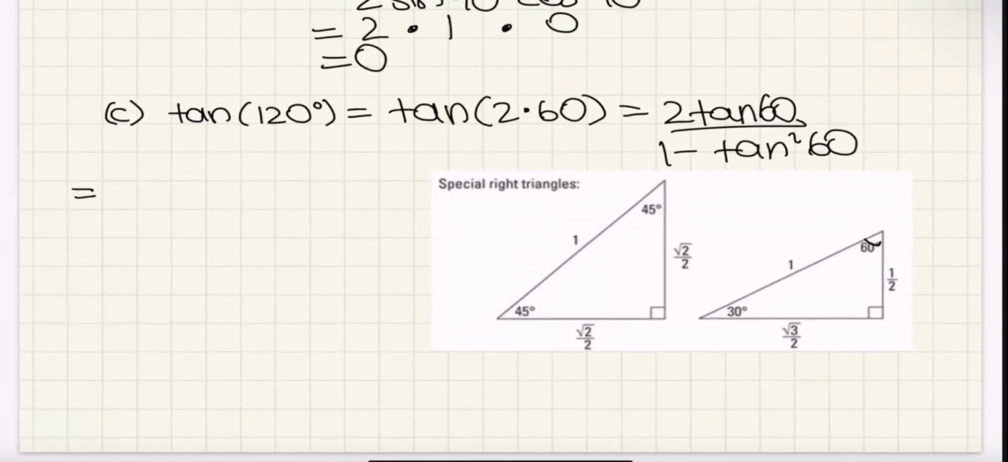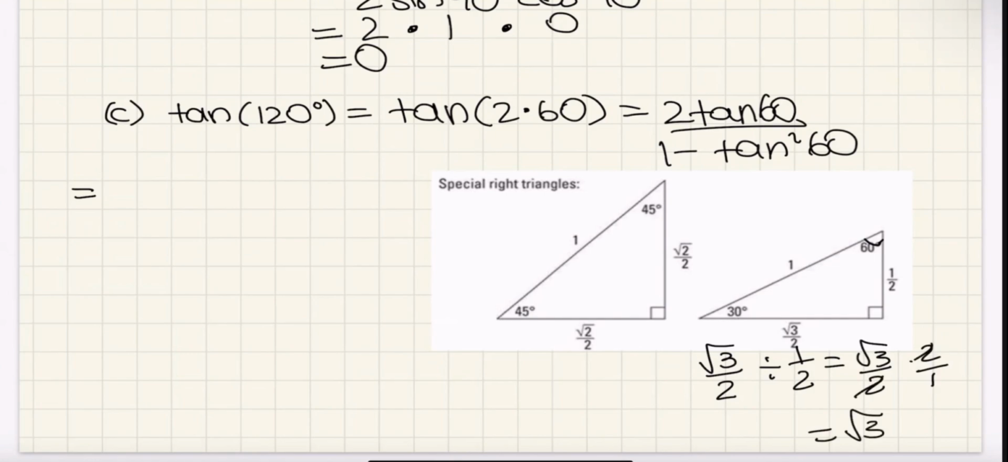Well, tan 60 is going to be opposite over adjacent. So this is going to be root 3 over 2 divided by 1/2, which is equal to root 3 over 2 times 2 over 1, which is just equal to root 3. So therefore, the answer is that tan 60 is root 3.